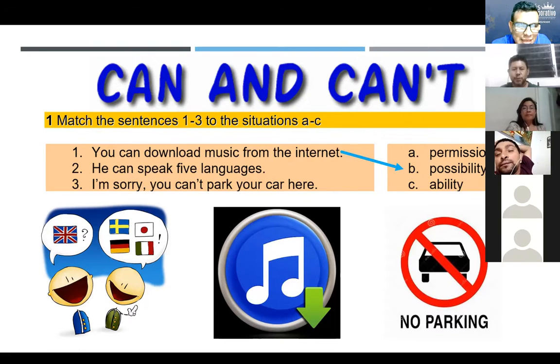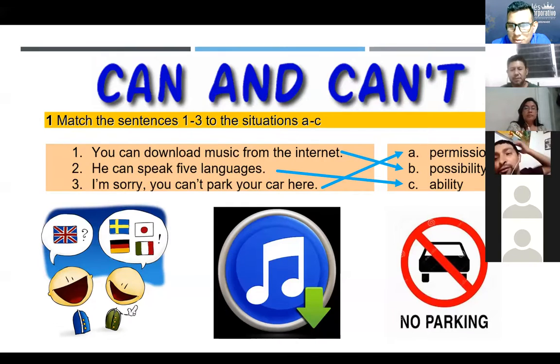Ok, ¿qué tal? He can speak 5 languages. Ability. Can you park your car here? Permission, possibility, and ability.